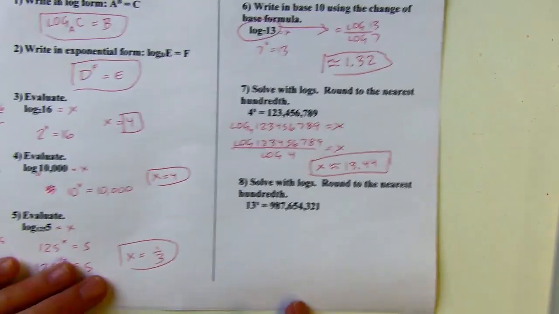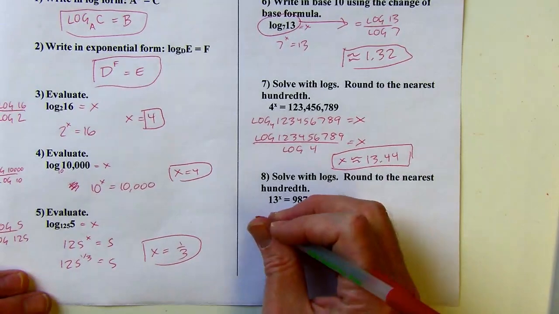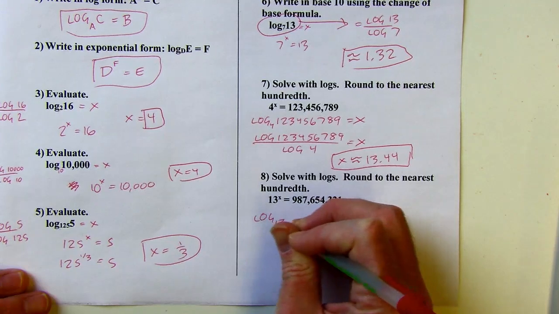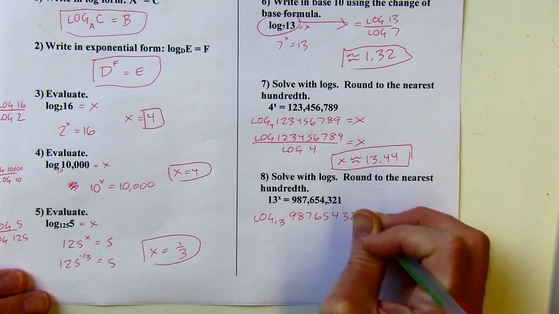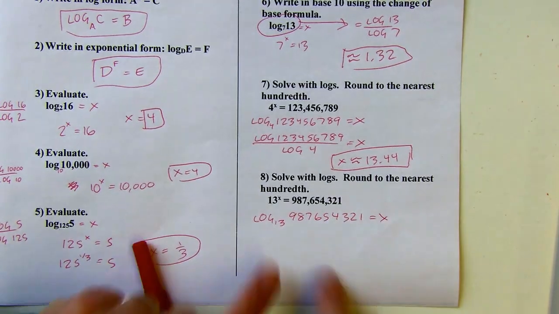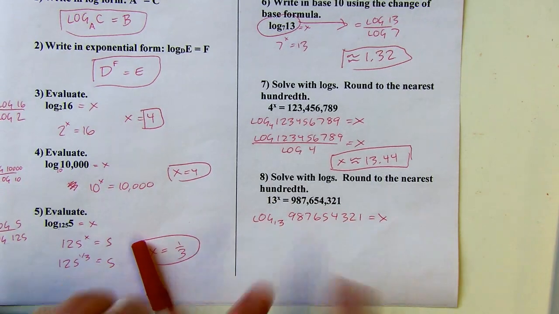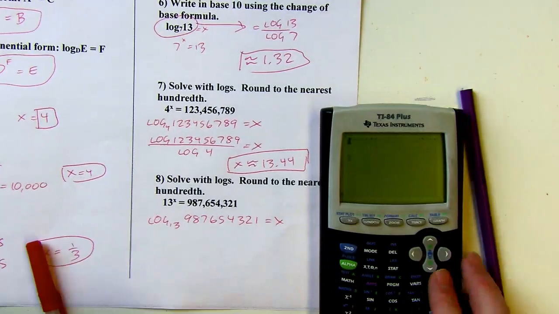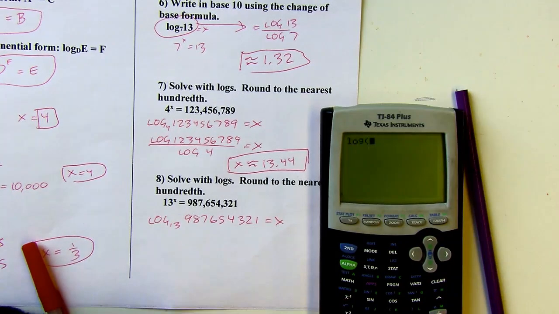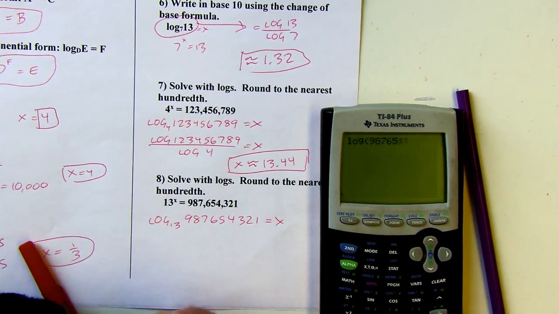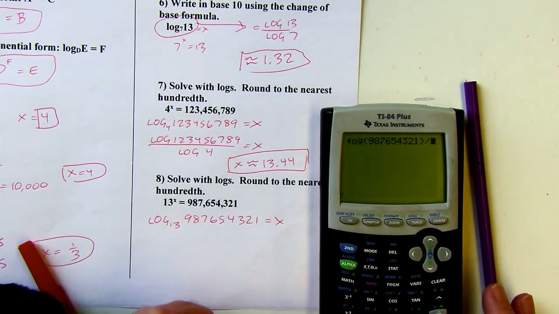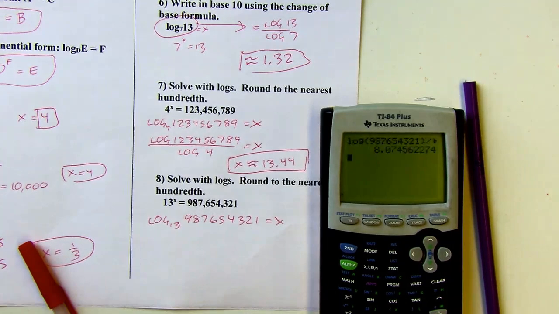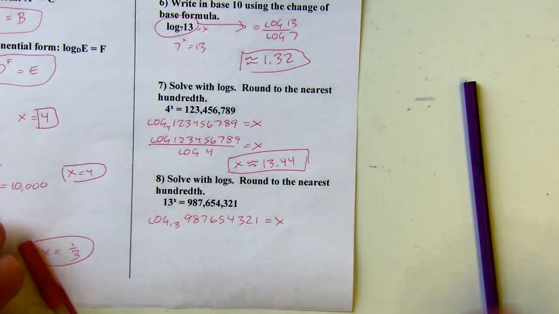Okay, all right, same kind of deal on this last one. This is going to be log base 13 of 987654321 equals x. And I'm not going to rewrite that, but it's the log of the big number over log of 13. I'll just put it straight in my calculator here. Log of 987654321. Close the parentheses and divide by log of 13. And I've got 8.07.